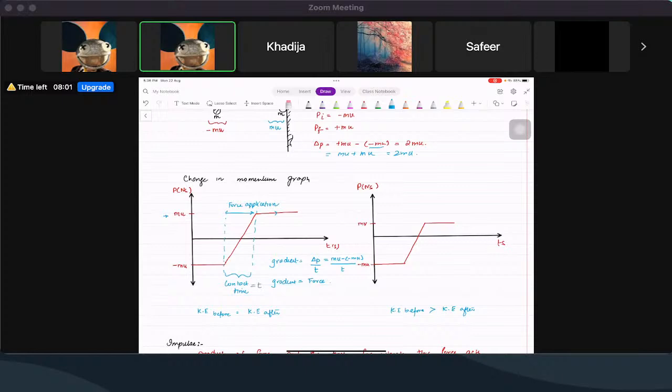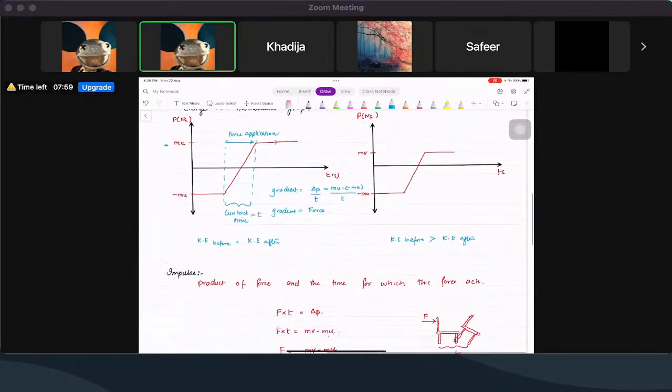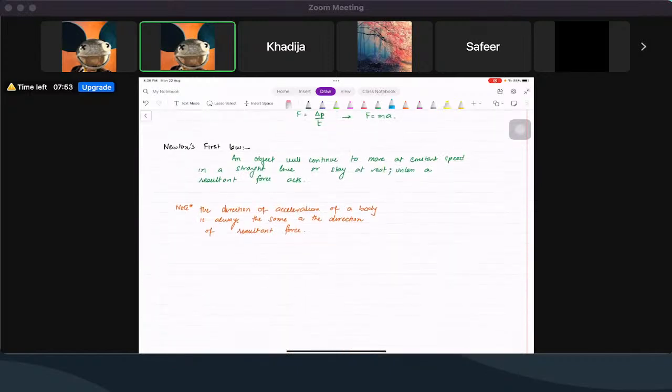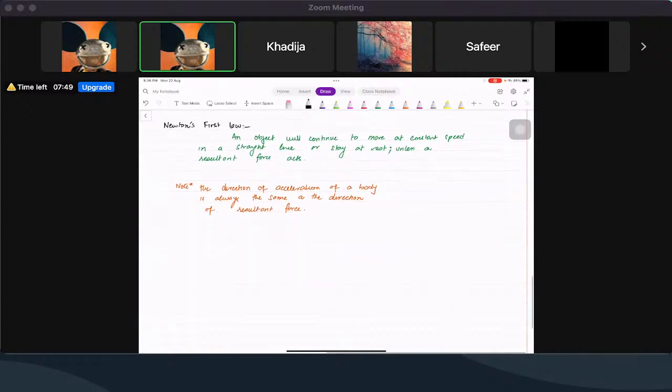Now let's move a bit forward. Why is this so important? Because we need to understand that this force that we're talking about is change in momentum upon time. If the change in momentum is the same, then we can compare force and time. So we can say force is inversely proportional to time, which means that if something takes a larger time to change momentum, the force is going to be smaller, and vice versa, right?